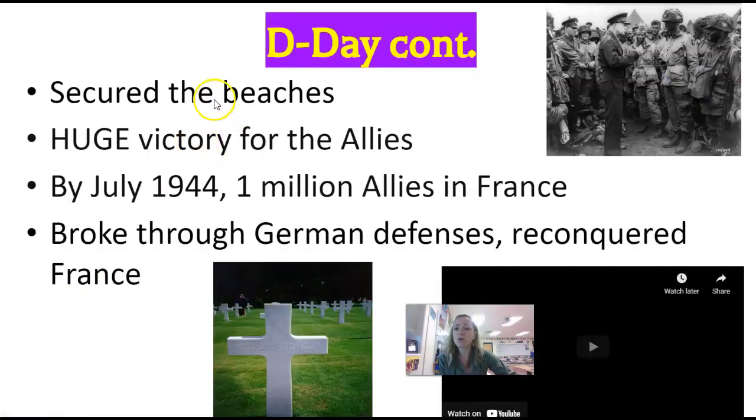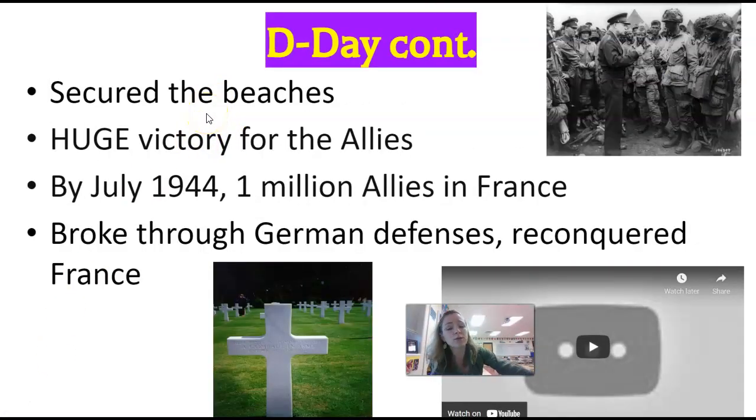Against all odds, though, we are able to secure the beaches, so the result of D-Day is we secure the beaches. It is a huge victory for the Allies, and by July of 1944, there are 1 million Allies in France. The Americans, the British, and the French are coming in from the north beaches of Normandy. You also have the Allies coming in from Italy after successfully breaking through German defenses there, and you also have French resistance fighters in the city of Paris just waiting for the Allies to show up. Everybody joins together, and the Nazis have no choice but to withdraw from France.